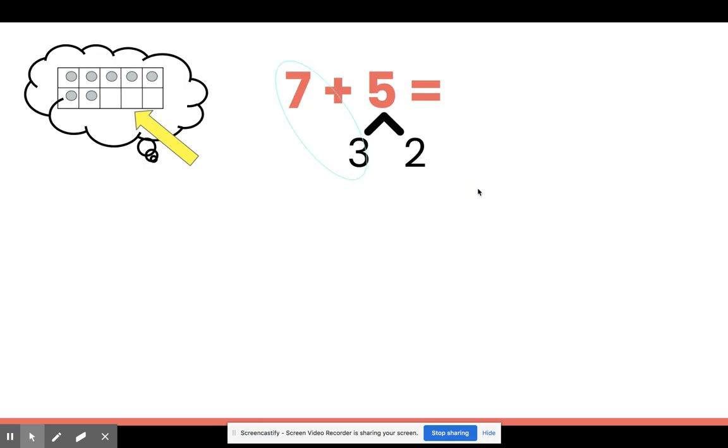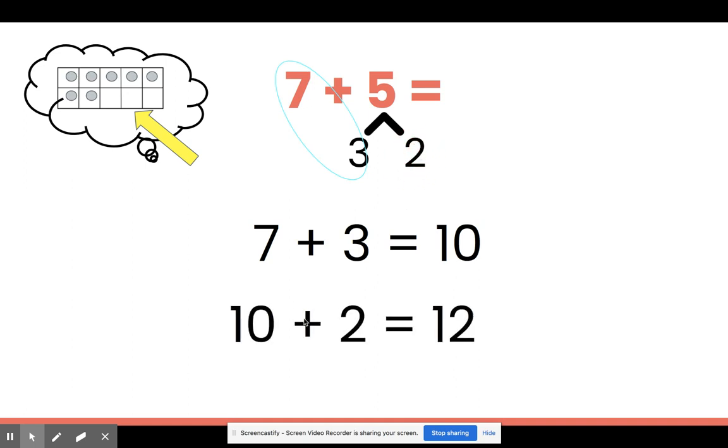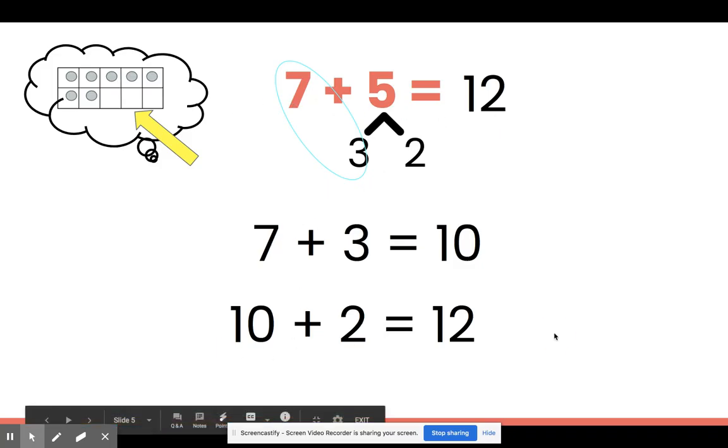Now, 3 and 7 are partners to 10. Those are the two I'm going to add together first. 7 plus 3 equals 10. Can I stop there? No, I have to still add this 2 that's right here. 10 plus 2 equals 12. That means 7 plus 5 equals 12. We were able to solve this by making a 10 plus fact.